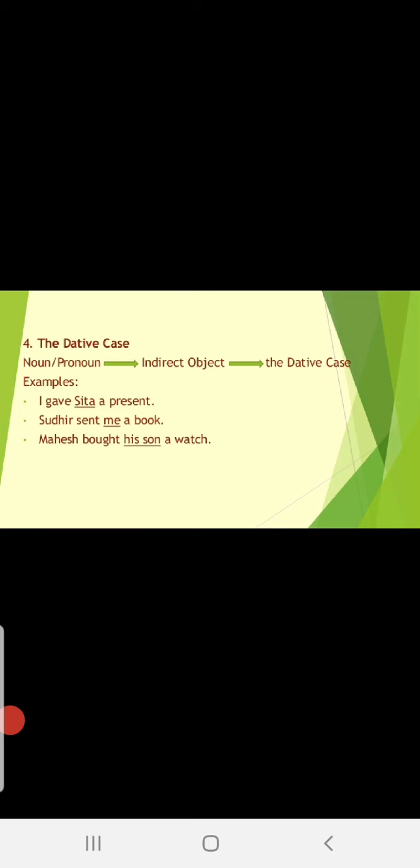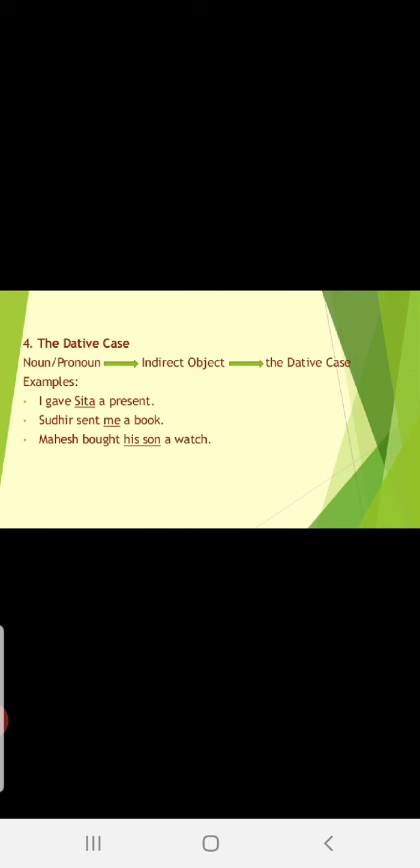Then, dative case. Noun or pronoun, indirect object, the dative case. Example, I gave Sita a present. Here, noun or pronoun, indirect object. Who gave to whom? That becomes indirect object. I gave Sita. To whom did you give? To Sita. So, Sita is indirect object here. A present is direct object. Always remember, I gave a present. That is, see, a present becomes the direct object. Now, to whom did you give? Sita. So, that is indirect object.